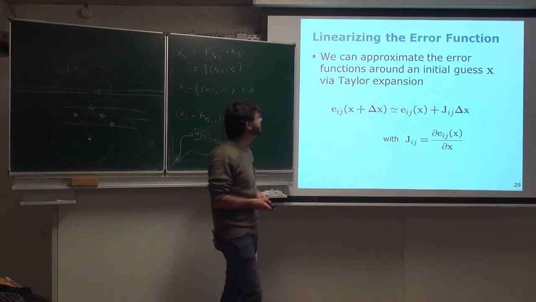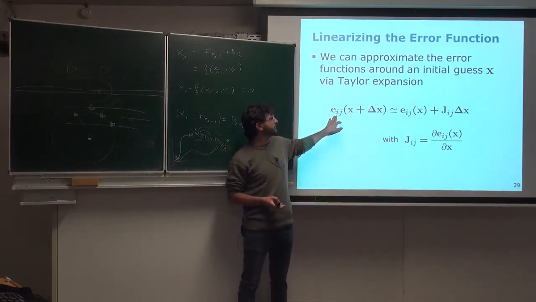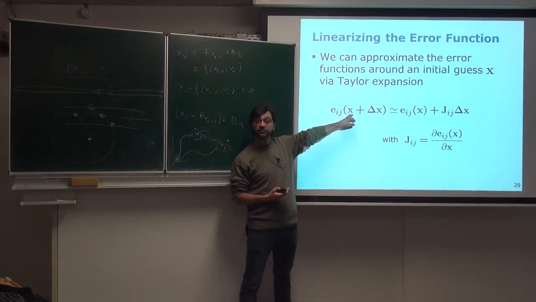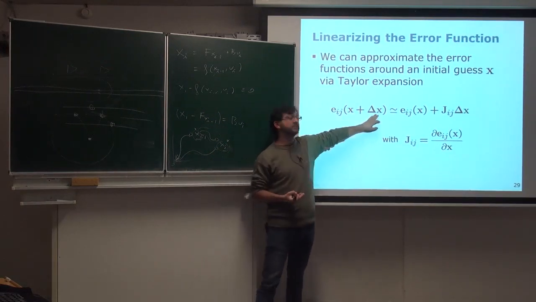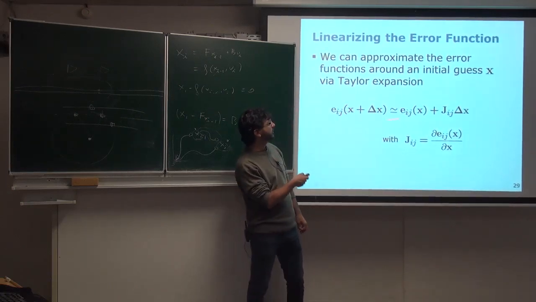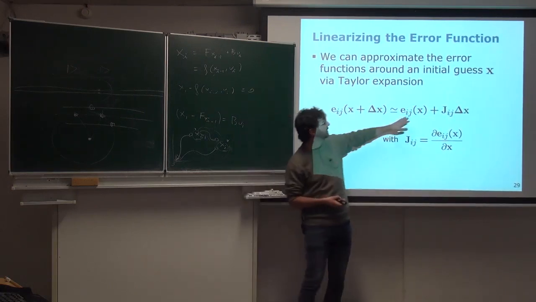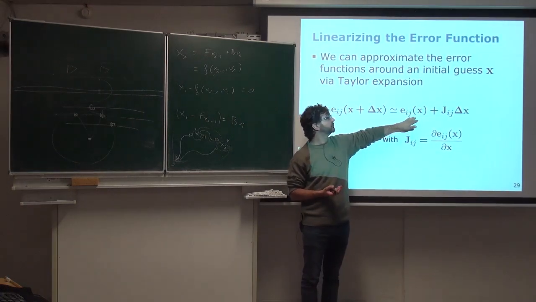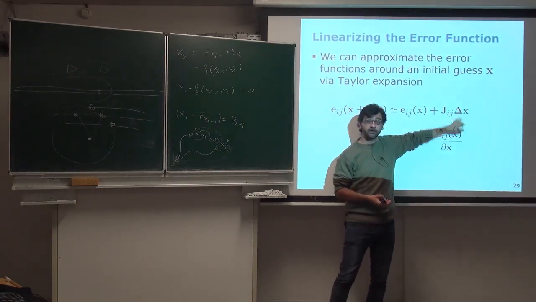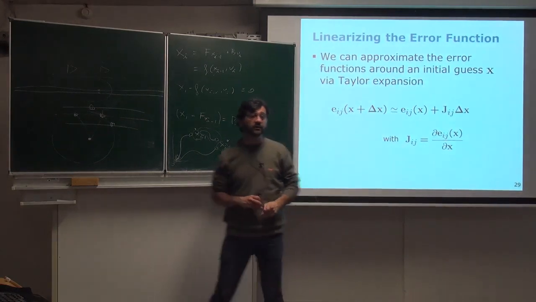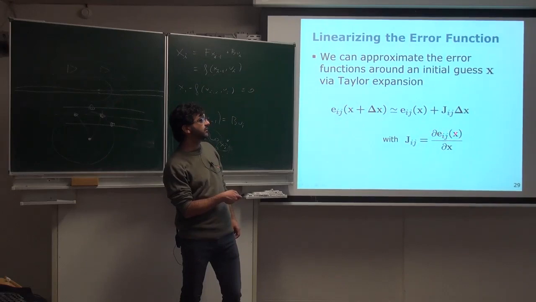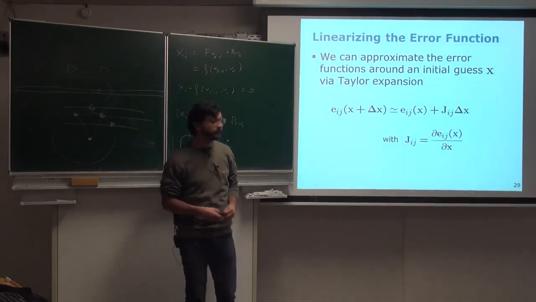So going step by step, we can write our linearized error function in terms of the current initial guess, the current guess that we have, plus the displacement from the guess. This can be approximated via Taylor expansion to the first order. So we have the function evaluated at the previous initial guess, plus the Jacobian of the function times the displacement that we are considering, times the delta. And J is again the Jacobian, so the derivative of the function with respect to x.